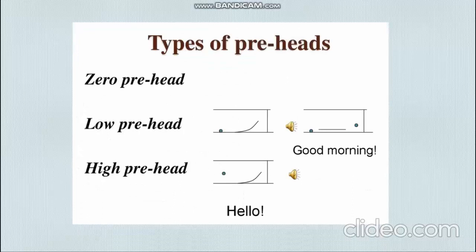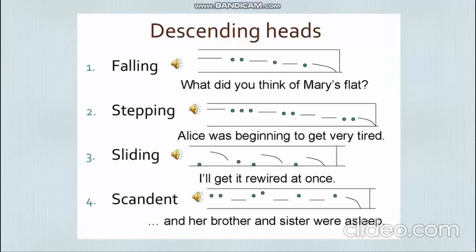Each component of the intonation pattern has its types. For example, the prehead has the following types: low prehead or high prehead. And the main part of the intonation pattern is the head, and the heads are divided into falling, stepping, sliding, and scandent. You may read all these samples.